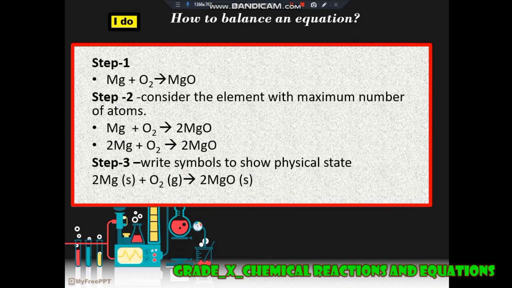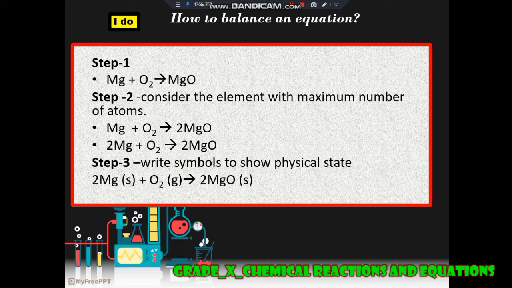Step 1. Mg plus O2 gives MgO, that is magnesium plus oxygen gives MgO. Here it is clear that the number of oxygen atoms on both sides are not equal. So we need to balance it. Step 2. Consider the element with maximum number of atoms. Here it is oxygen. Now we will balance the number of oxygen atoms by adding 2 to MgO.